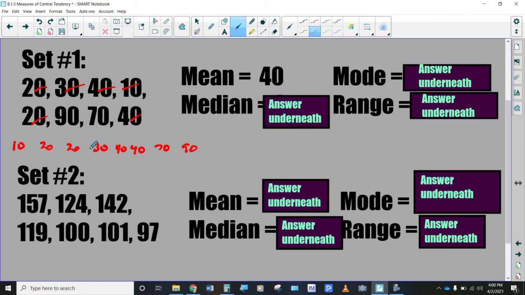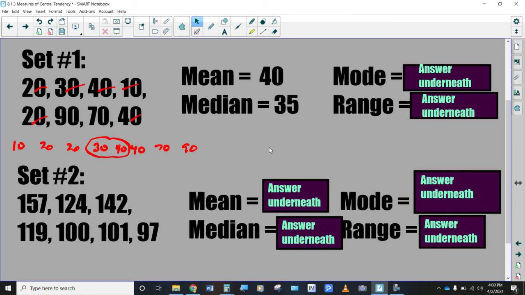So there's 8 numbers, which means there's going to be 2 in the middle. Those are the 2 in the middle. What's the halfway point between 30 and 40? That should be 35. So hopefully you got 35 as well.